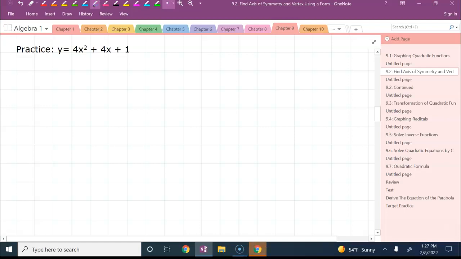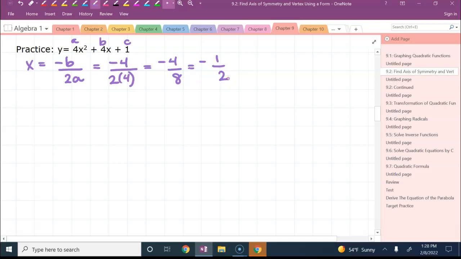So for this one, again, if you needed to, identify your A, your B, and your C right away. To start with your axis of symmetry, you're going to use that opposite of B over 2A equation. So opposite of B would be 4, and we're going to negate it, so it's -4. And your A is also a 4 here. So we have -4 over 2 times 4. This is going to simplify to -4 over 8, which will reduce to -1/2.